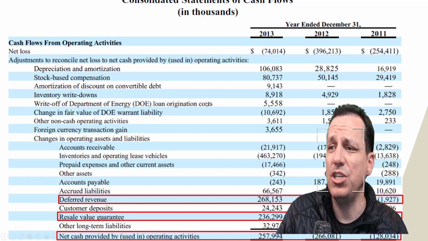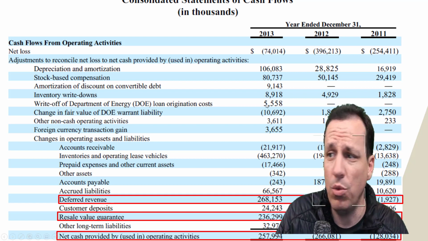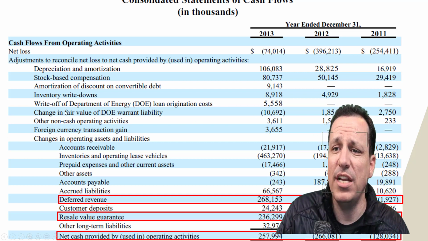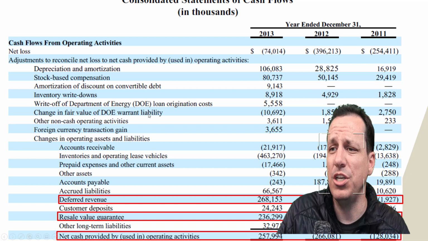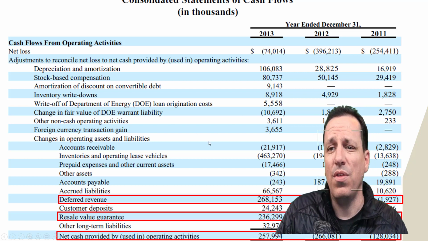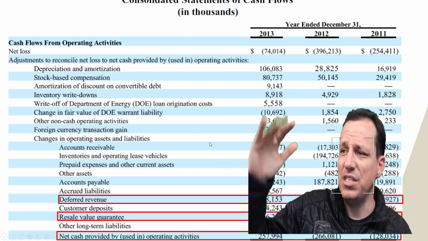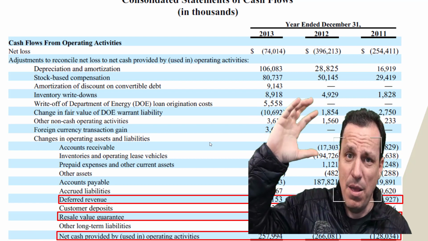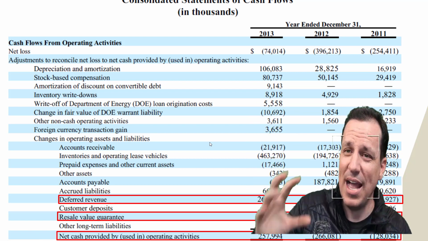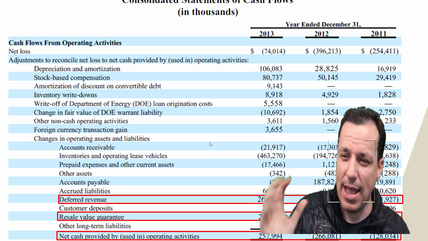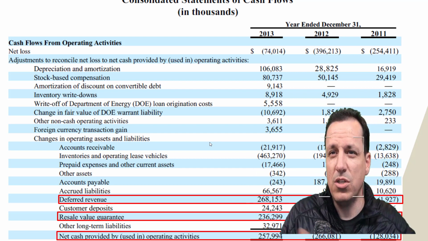Write off Department of Energy loan origination costs. So they had a loan that they had to write off here. Change in fair value of Department of Energy warrant liability. So there's all sorts of things in here that are just these non-cash items. Because there's not cash involved, they have to get them out of there. They have to take them off. And so that's the whole point.